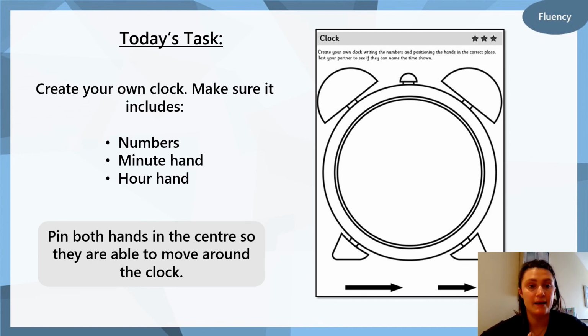When you've created your clock, if you can take a picture of you holding your clock, and put it onto your Class Dojo portfolio. And you will need your clocks for tomorrow's lesson, so keep them safe.